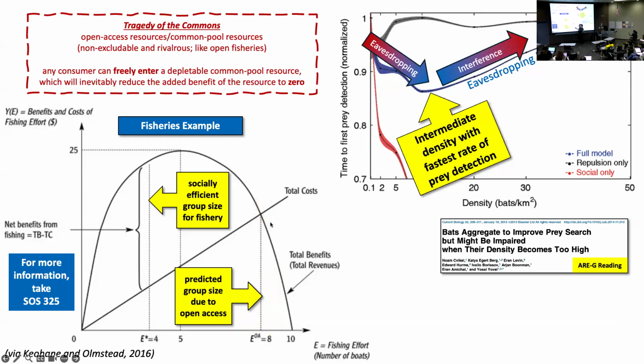Why 8 and not 9? Because at 9, it's actually worse to join the fishery than to do anything else. So at that point, you actually pay more of a cost. So that is the tragedy of the commons in fisheries: it's a depletable resource that is not excludable and it's rivalrous. It's a depletable resource that you can't keep anyone out of.